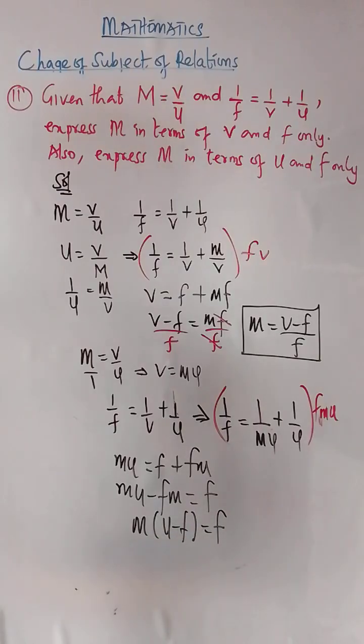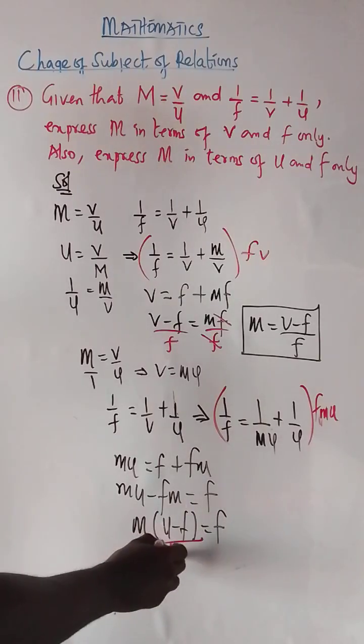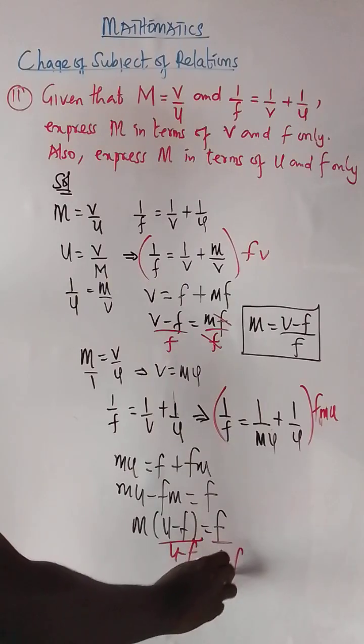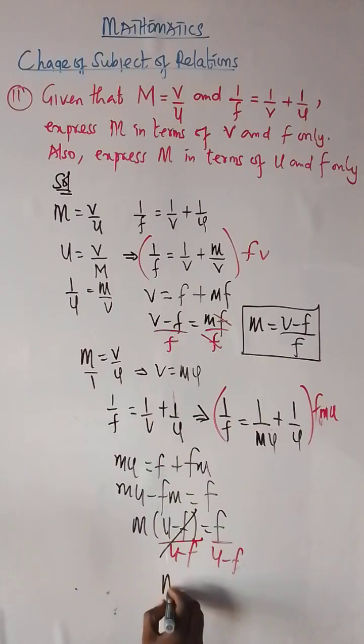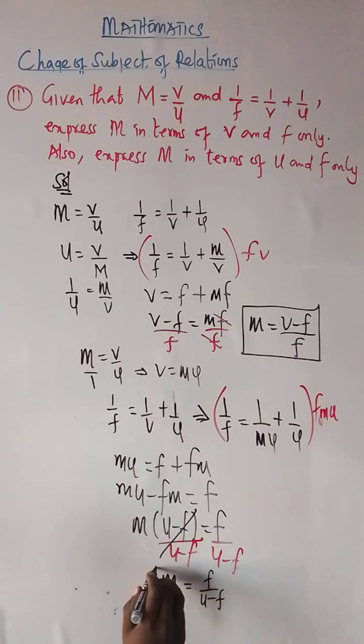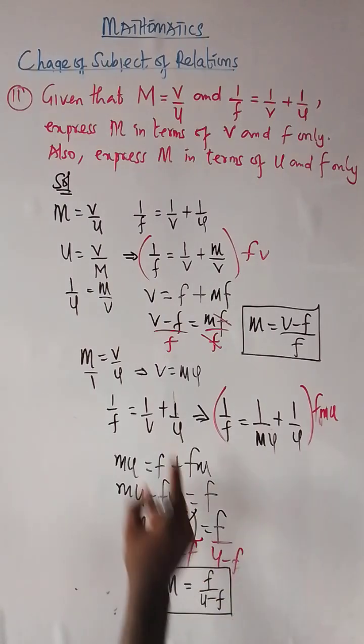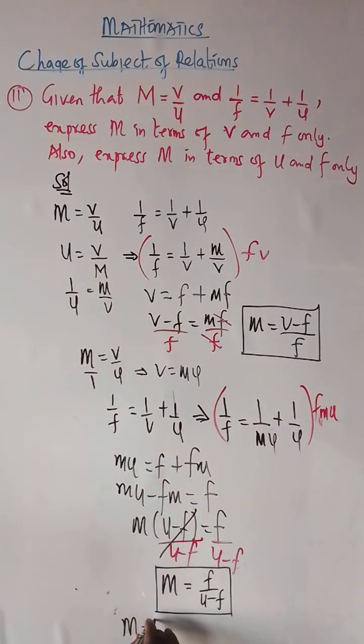So from here, to get the value of M, we'll divide both sides by U minus F. So at the end of the day, the value of M becomes F over what? U minus F. That's it. So initially, M is what? V over U. We are done. I'm just trying to bring something together. And from here, M is also V minus F over F. And from the last one, M is also F over U minus F.